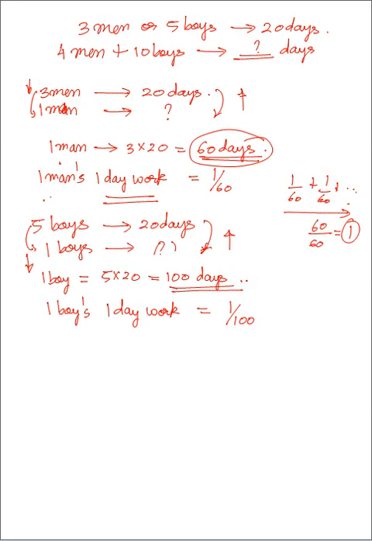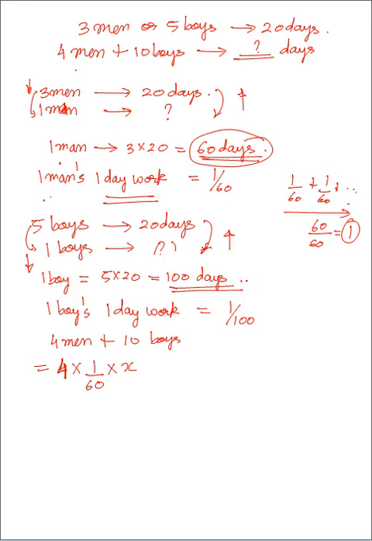Now they have given us the question: 4 men plus 10 boys. So 4 multiplied by men. Now one man's 1 day work is 1 by 60. So I am multiplying 4 by 1 by 60, because it is one man's 1 day work. But I don't know the number of days, so 1 by 60 multiplied by x, because x is the number of days. These are 4 men, and each man has the efficiency of 1 by 60. He will complete that much work in 1 day. How much work? It will be 1 by 60 multiplied by x, plus 10 boys.